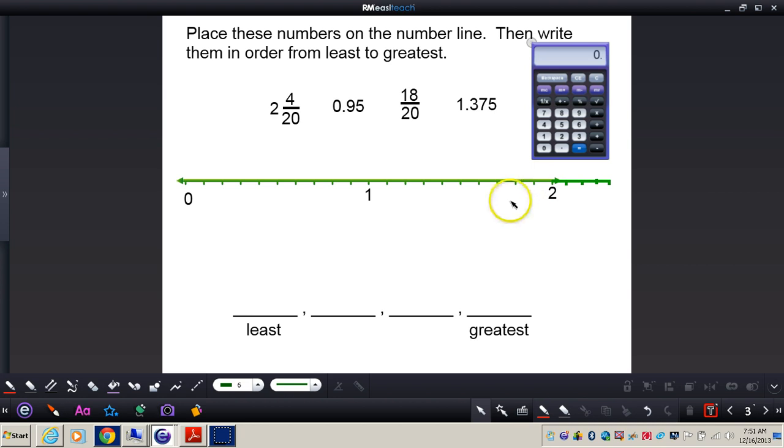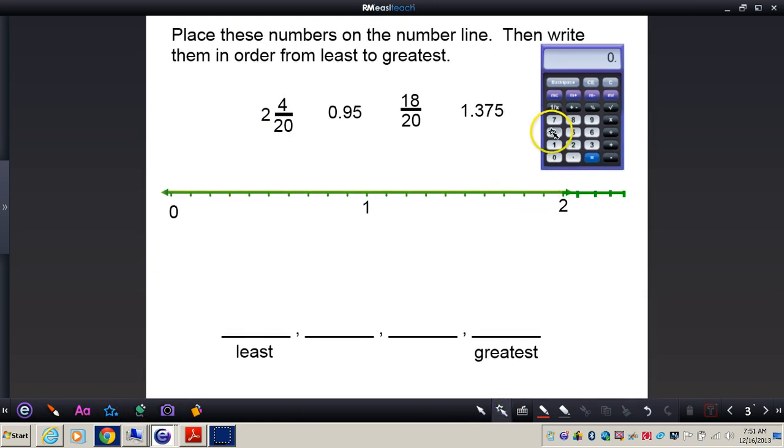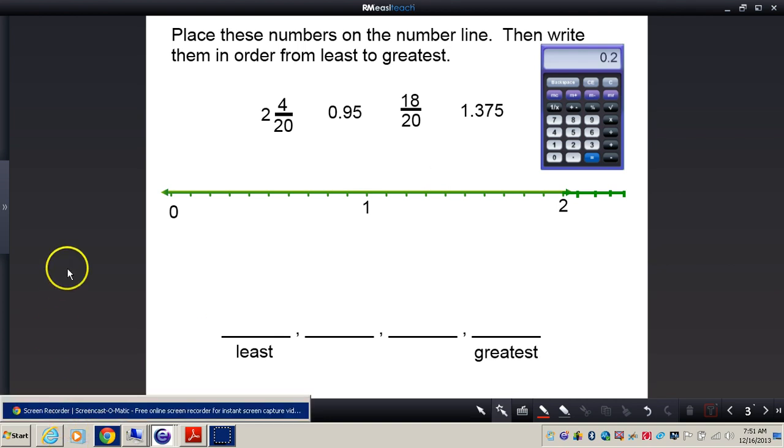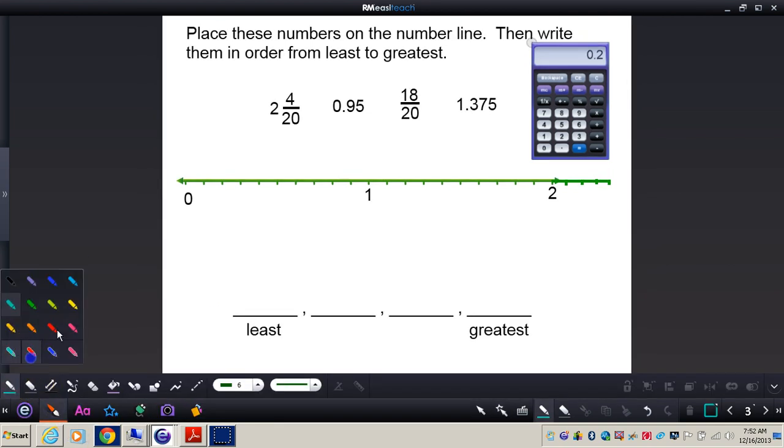Now what we need to figure out is, first of all, how we can group these numbers. Now, we have 2 and 4/20. Right away, we know that 2 is our whole number, so it's going to go to the right of our 2. And then 4/20, what we need to figure out is what that would be in decimal form. So I'm going to take 4 and divide that by 20. Now I know that gives me 2/10. So this mixed number can actually be converted to 2 and 2/10.